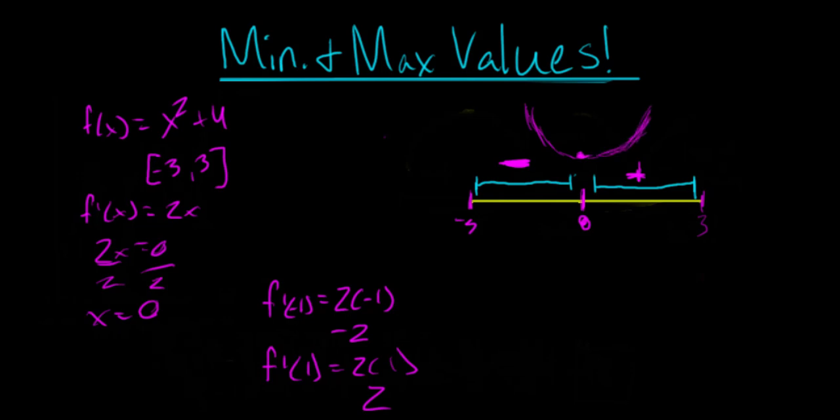It's kind of looking like a parabola. And that's what our function x squared plus 4 is. It's just a parabola. So we see that right here at our critical point, we have a minimum value.